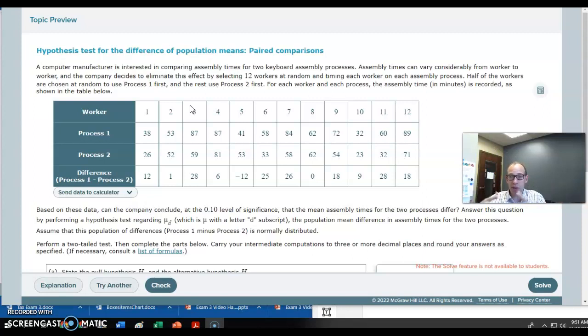So the advantage of pairing this data is we take these two data sets and then we boil them down to a single data set. Once we do that, we can totally get rid of the original data and just focus on what the difference is. So this subtracts out the individual variation and just gives us more statistical power.